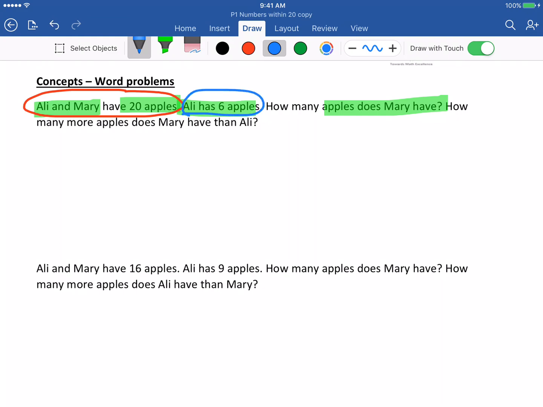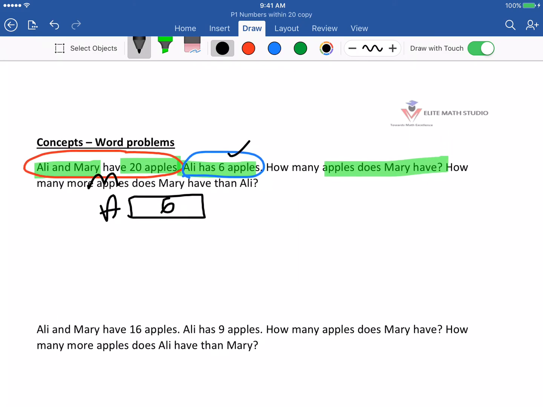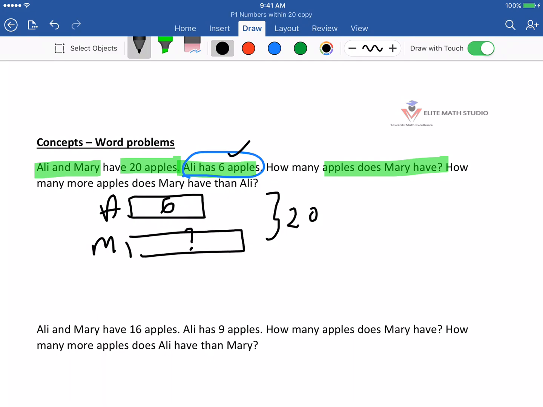This one. Ali got 6 apples. So I draw Ali first. There are 6. So we use this clue. Next one, the question says Ali and Mary have 20 apples. So the total here equals 20. So how many apples does Mary have? That's my question. So what you do, look at the model. If you just take 20 minus 6, it equals 14. That will be the number of apples she has, which is 14. So once you know that, we write 14 right here.